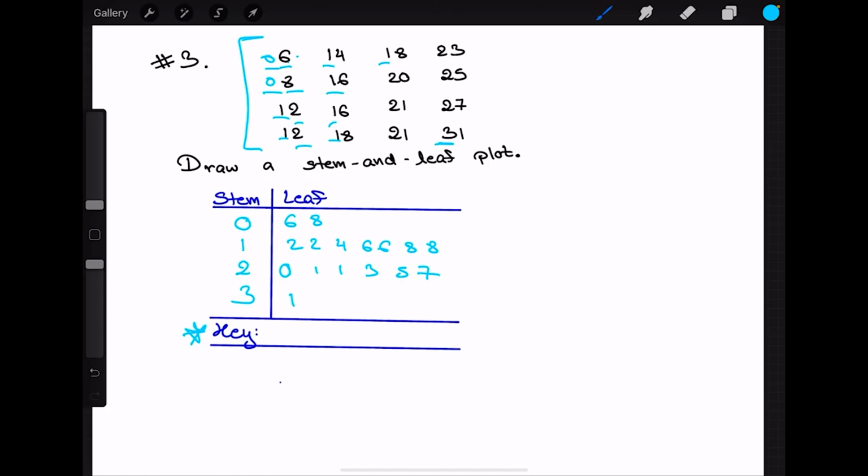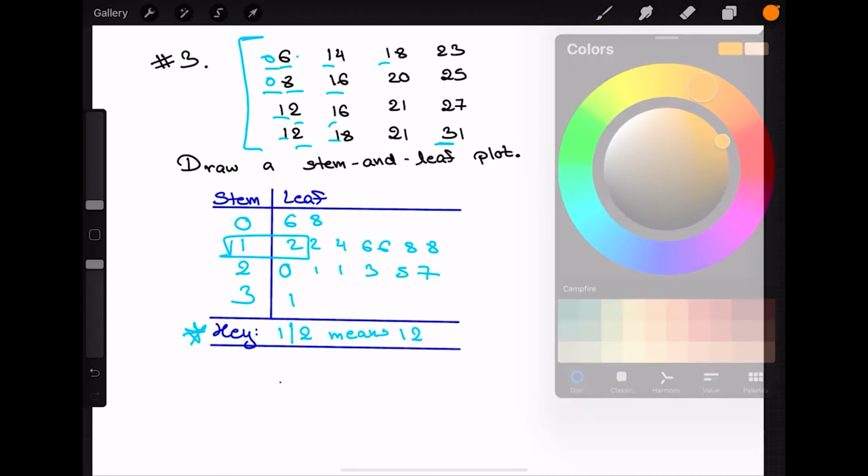Your key, again, is how you're supposed to read your graph. You can pick any number here that you'd like to represent the graph. Let's pick, for example, 12 right here. So 1-2, so stem dash leaf means 12. And there you go, that's how you write the stem and leaf plot.